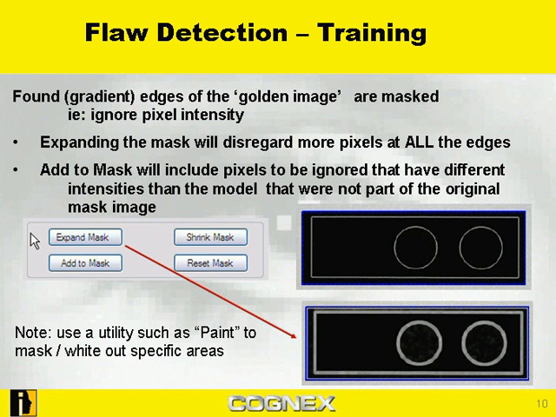Now, if we have a unique imperfection somewhere else on the product, then we can add to mask. And that will include all the pixels to be ignored that have different intensities than the actual model that were not part of the original mask. That is for anomalies that are not part of the edges. And if there was an area that was not quite specific and more random, we can use a utility program called Paint to white out that area and have those pixels ignored. And we'll talk more on that later.